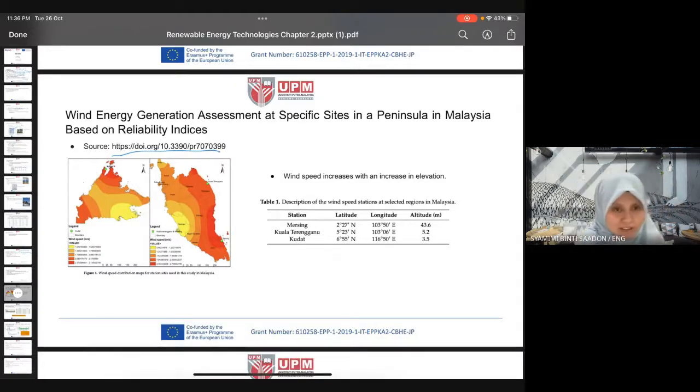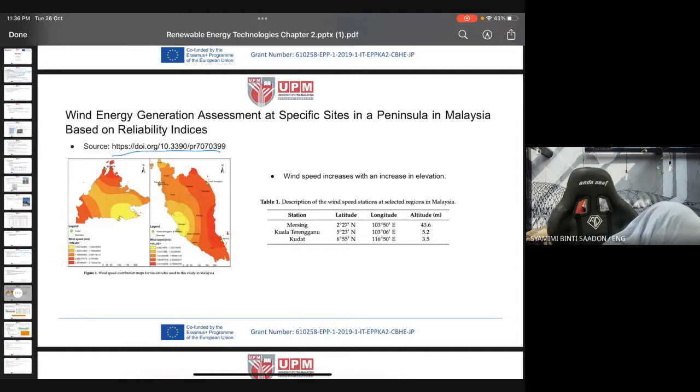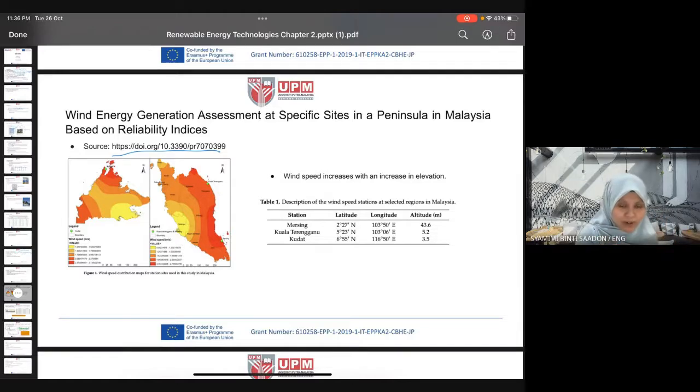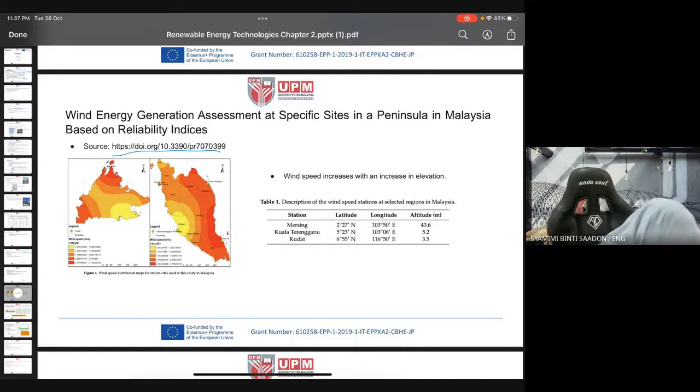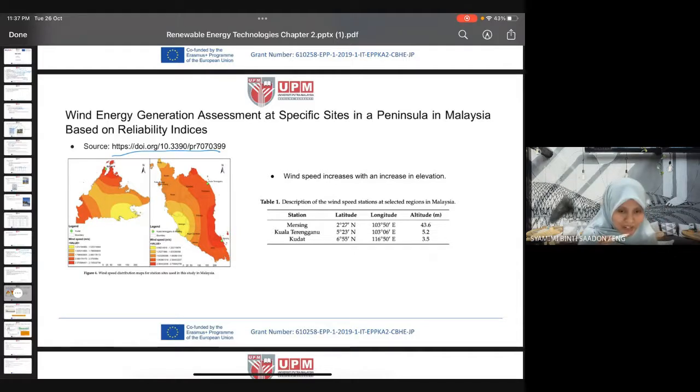The paper is entitled "Wind Energy Generation Assessment at Specific Sites in a Peninsula in Malaysia Based on Reliability Analysis." We see this map of Malaysia. Even though it's quite small, at least you can see the colors. The darker colors, the red or the orange, mean those parts have wind speed higher than the yellow or light orange ones.